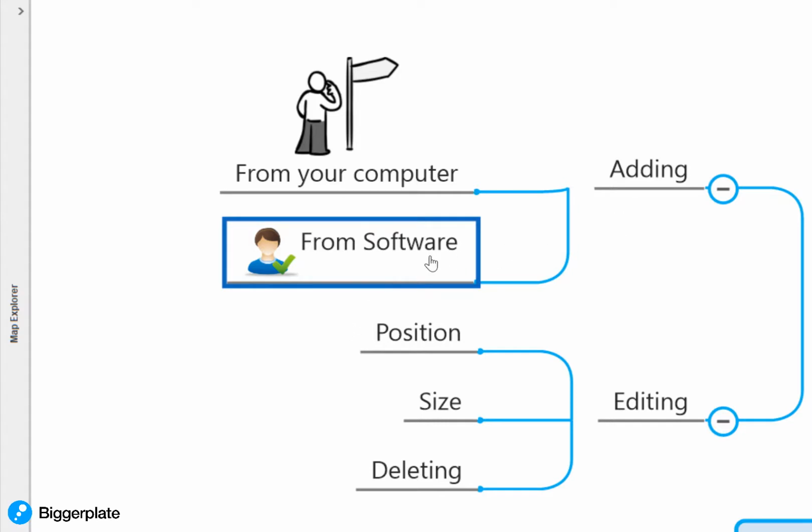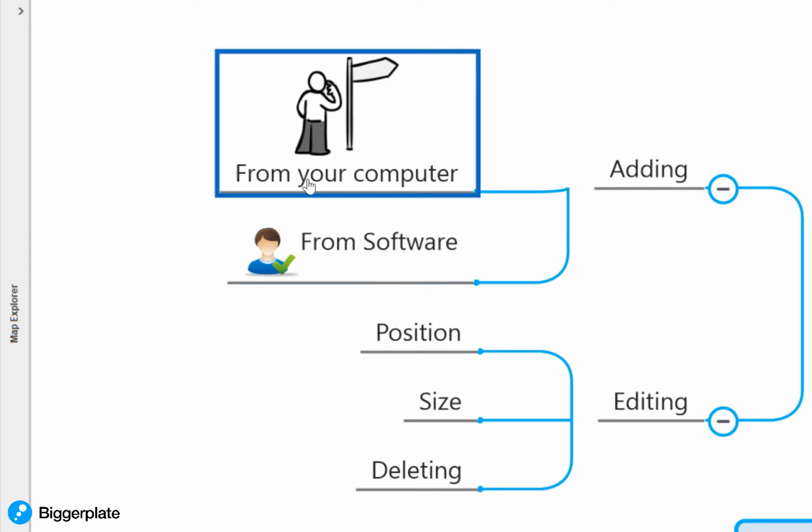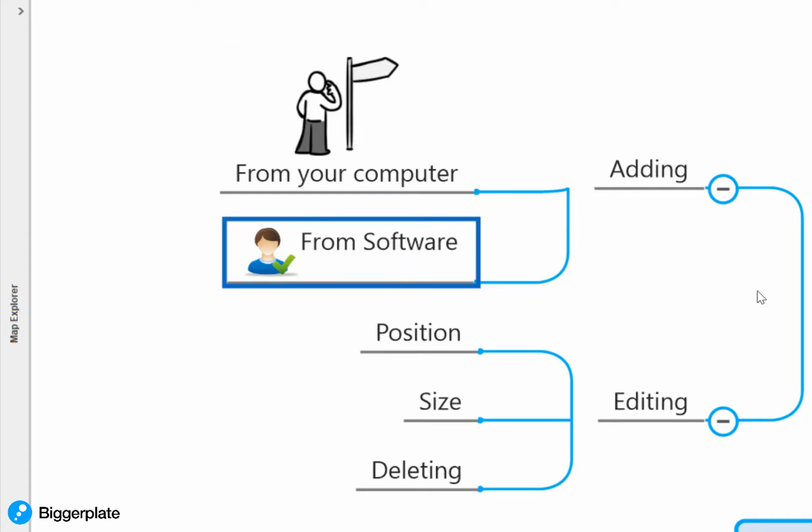So adding images and editing them into your map is a great way of adding some visual interest to your map, and whether you use images from your own computer or from the MindGenius gallery, you've got plenty of options when it comes to adding and editing those images.